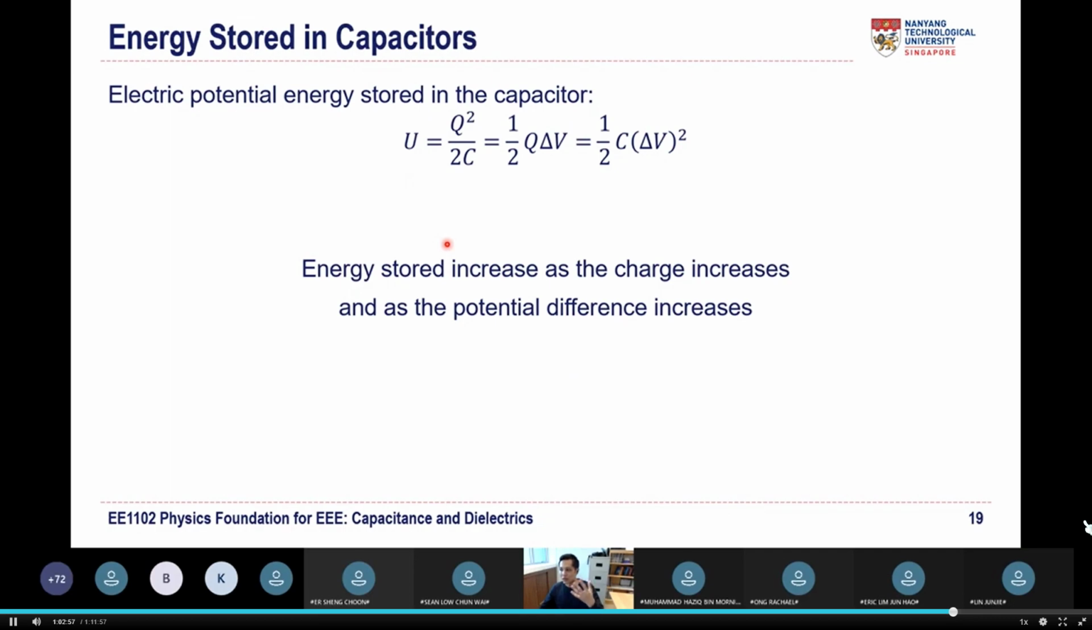When you increase the amount of charge that is stored in the capacitor, it increases the energy stored. And also, if you increase the electric potential across the capacitor, it's also going to increase the energy stored in the capacitor, according to that formula here.